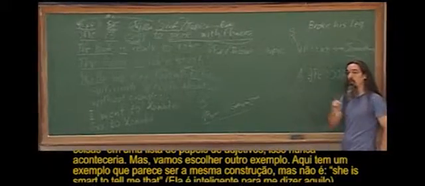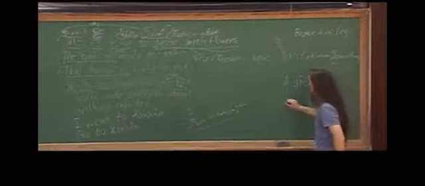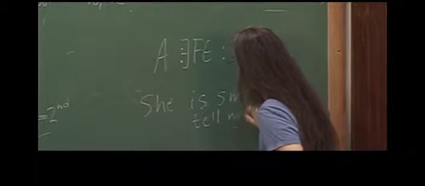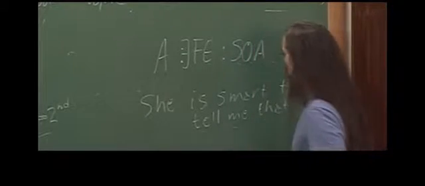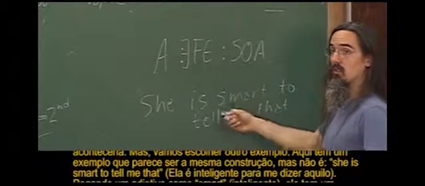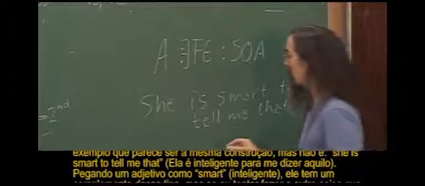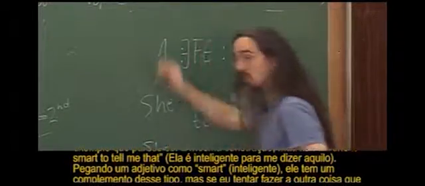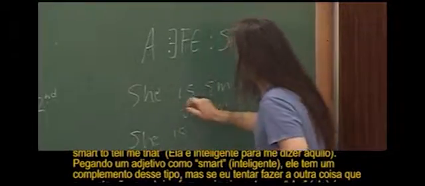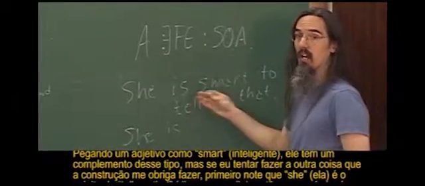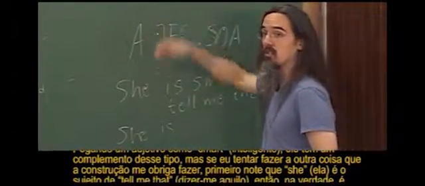Okay, here's an example that looks like it might be the same construction, but it isn't. Taking an adjective like smart, it does allow you to have a complement of this kind. But if I try to do the other stuff that the construction tells me to do, first of all, note that she is actually the subject of "tell me that." And so it's actually a raising construction. It's not the same construction as this one.